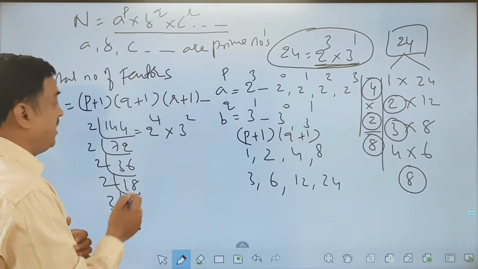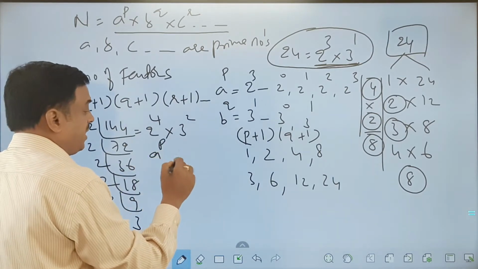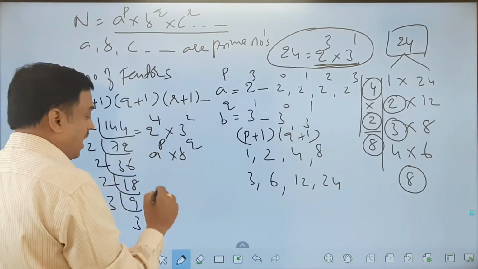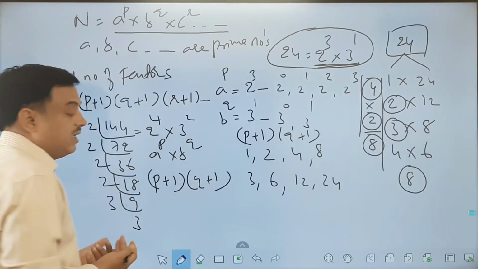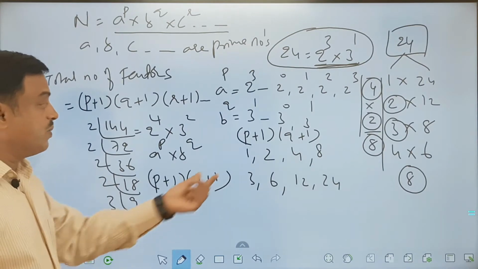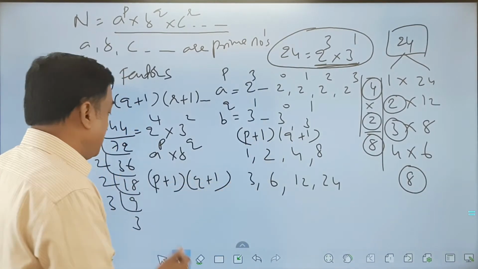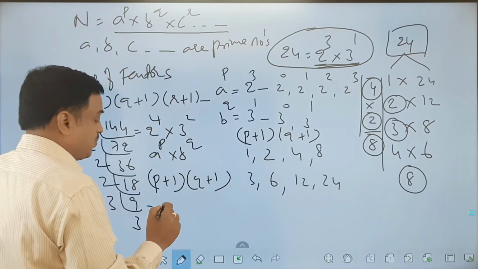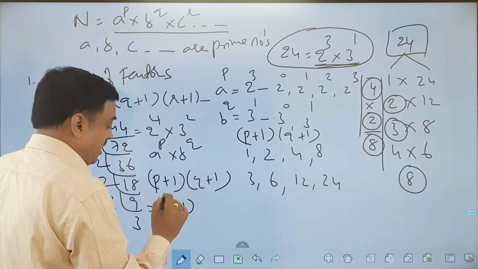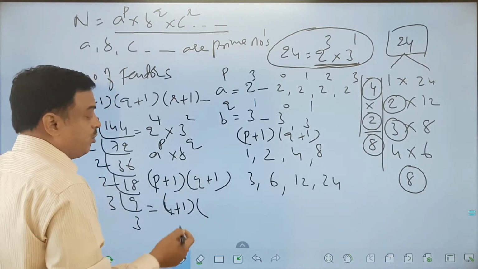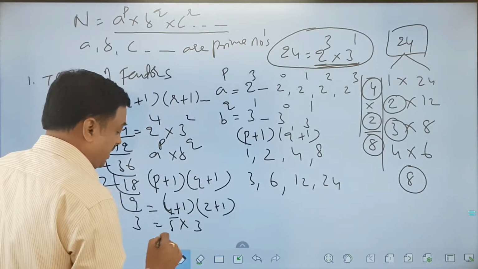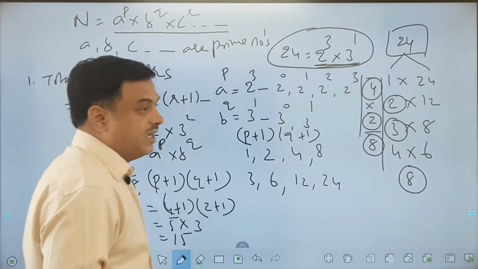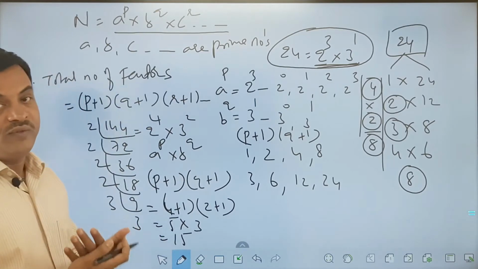Now this is in the form a to the power of p into b to the power of q, and my answer to find the number of factors is simply (p plus 1) into (q plus 1), which we have already discussed. So let us get this. Here p is 4, so 4 plus 1, and q is 2, so 2 plus 1. Ultimately it is 5 into 3, that is 15 factors. So 144 has 15 factors.